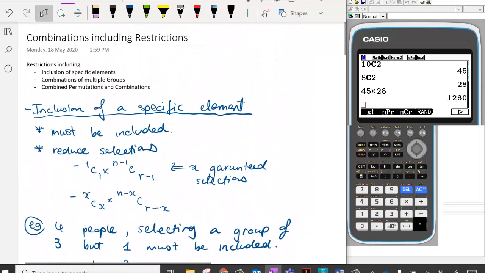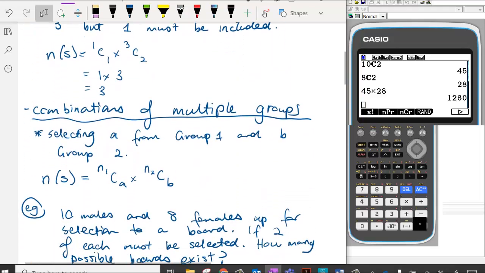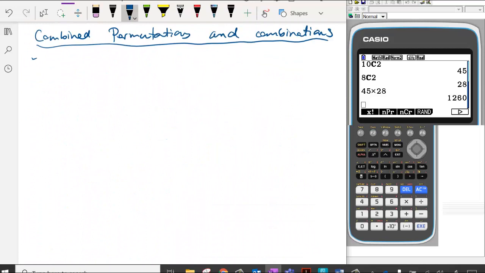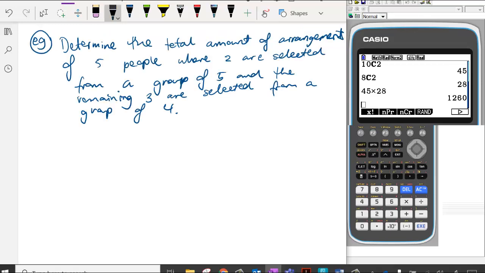The last one we have is combined permutations and combinations. And so this generally occurs when we have a scenario where we have to choose from multiple groups and then work out how many different ways we can arrange them. Okay, so you can see this is a really simple example. We're saying that we're looking to determine the total number of arrangements, so that's important, of 5 people, where 2 are selected from a group of 5 and the remaining 3 are selected from a group of 4. So the number of arrangements is what we're looking for, but before we can arrange, we need to have this number of selections.